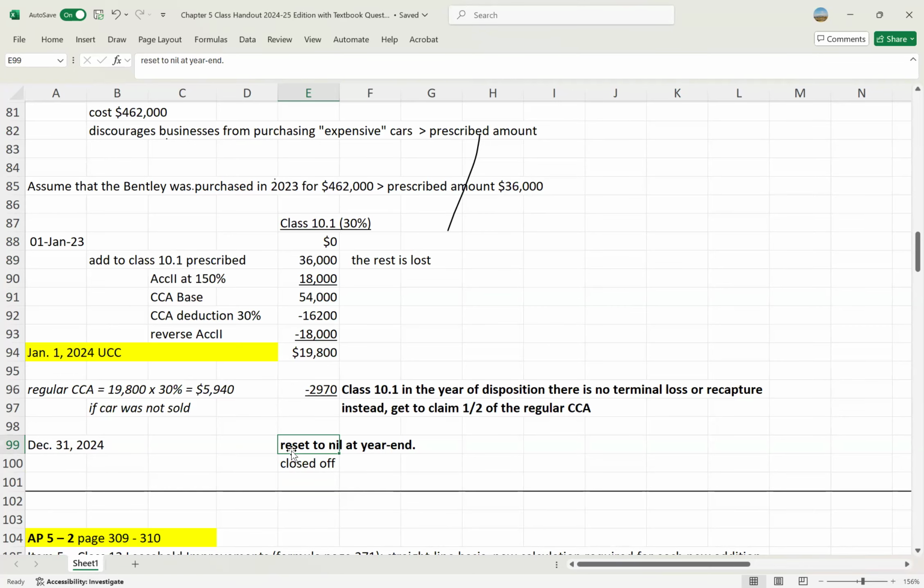So I just wanted to show you some of these exceptions that don't follow the general rules. Any questions about this class 10.1 example?